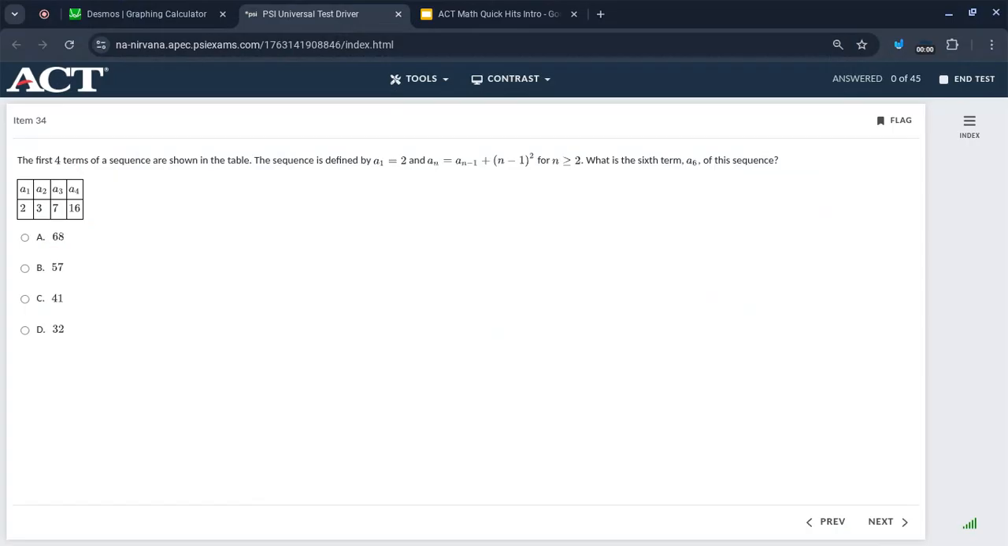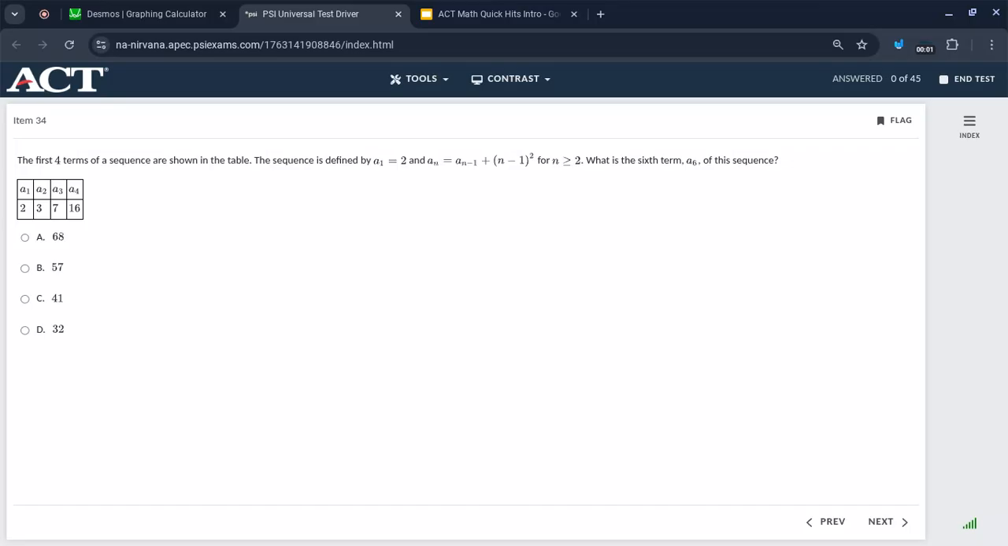All right, so the first four terms of a sequence are shown in this table, and then it tells us the sequence is defined by a sub 1 equals 2, which means that for the first term, the input is 1 and the output is 2. And then it gives us what we call a rule, but basically it's just an equation.